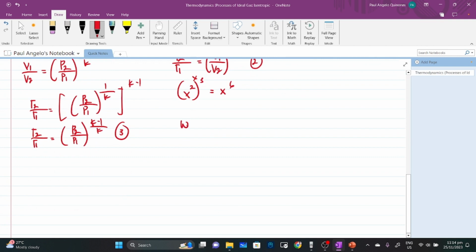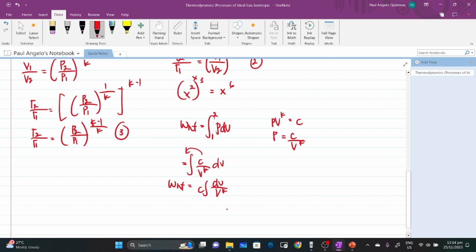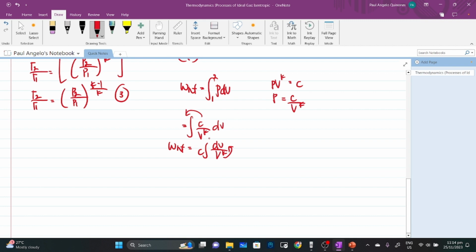we know that the non-flow work is equal to the integral of p dv from point 1 to point 2. And it says that it follows the relationship pv raised to k is equal to c. So therefore, p is equal to c over v raised to k. Okay? So if you substitute that, we will have the integral of c over v raised to k dv. So let's remove c. We will have the non-flow work as c integral of dv over v raised to k. So if we perform integration, v raised to k will be on the numerator. We will rewrite this one as c integral of v raised to negative k dv.